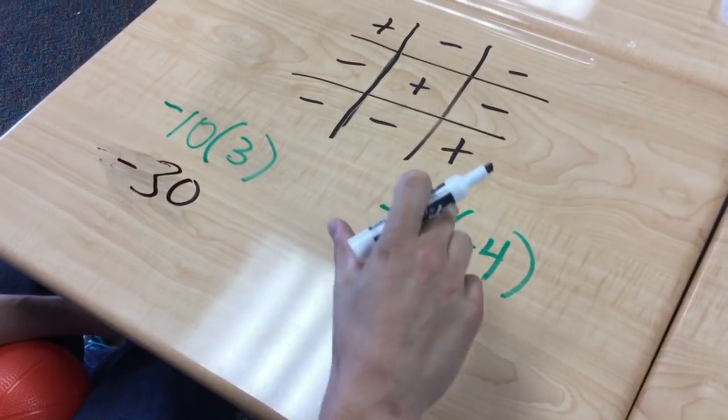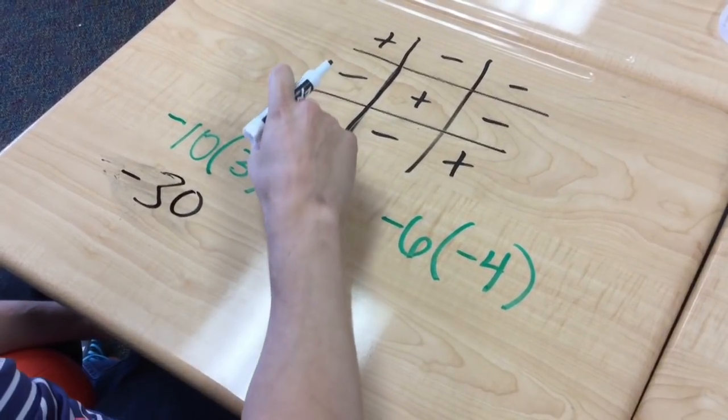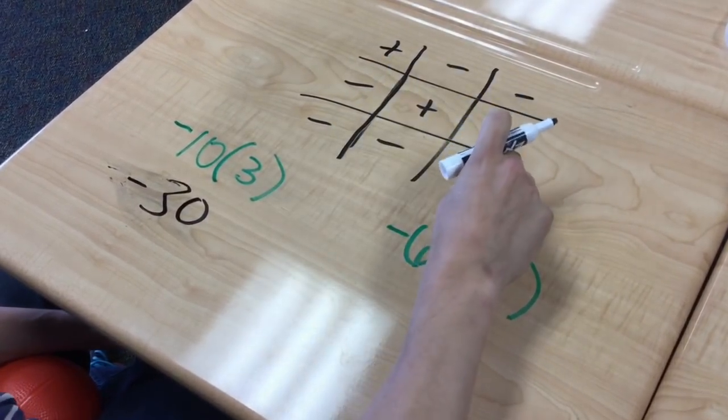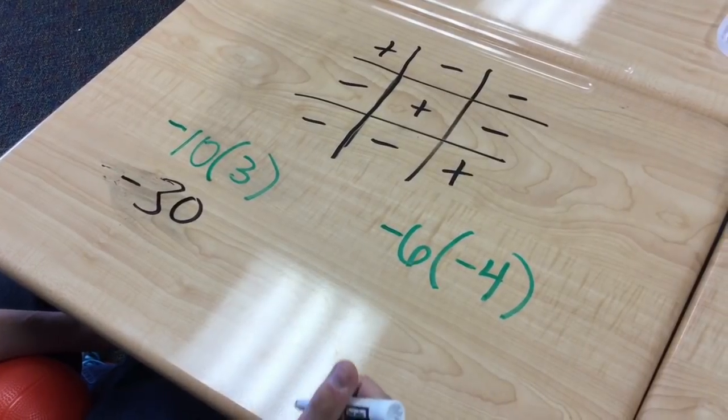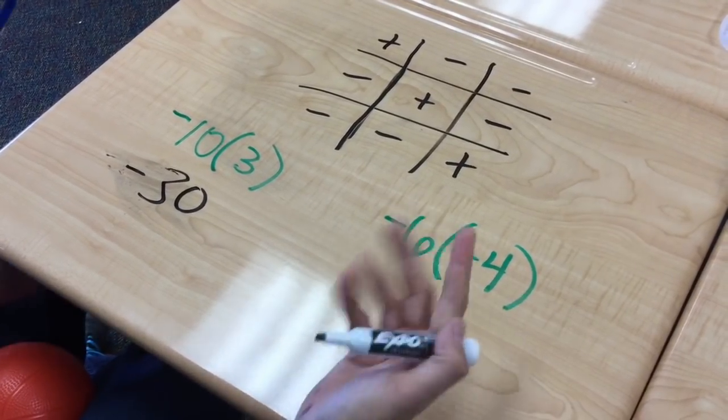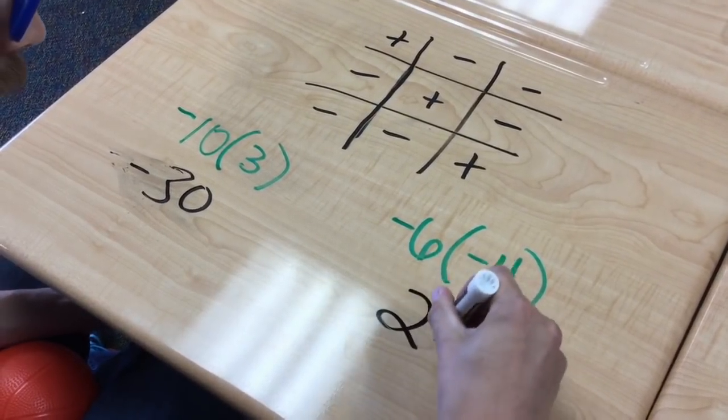Okay, how about this one? We have a negative times a negative. So it's got to be a positive. So I already know my answer is going to be a positive. 6 times 4, 24.